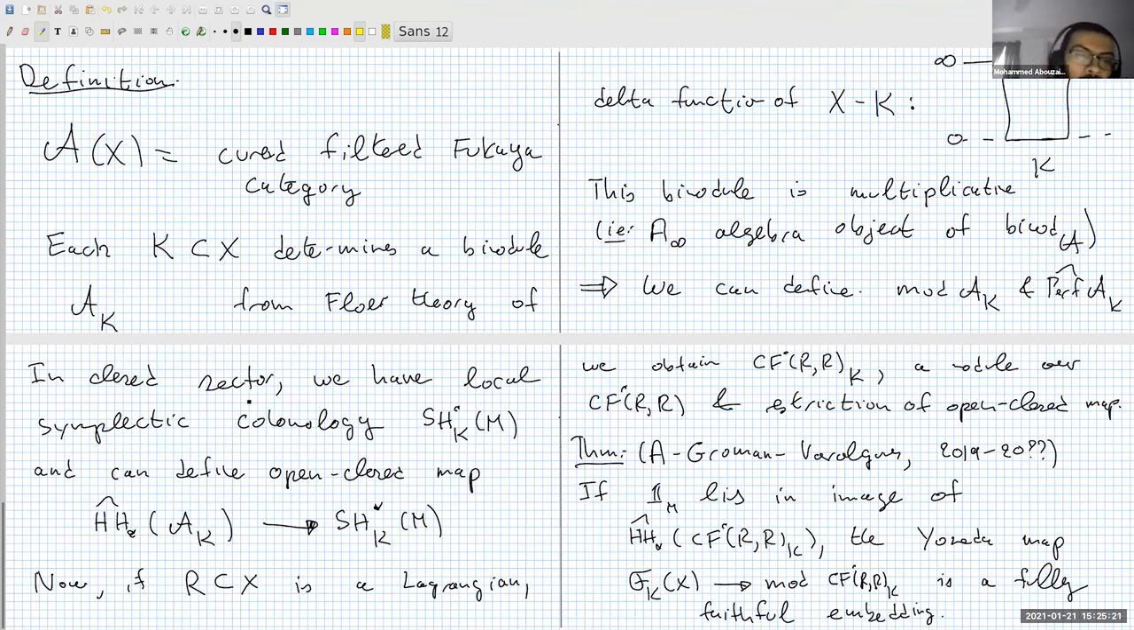And there's this local group, and there's an open-closed map, exactly like before, because we can take Hochschild homology of modules, of this bimodule, and that maps to local symplectic cohomology. Okay, so now I can finally state this formulation of this result with Groman and Varolgunes, which again is not written yet, and it's exactly what you'd expect from what I said before.